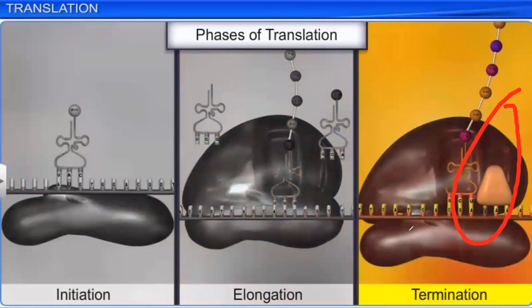We are going to see again in animation the three phases of translation. Initiation: for initiation, we know there is one transfer RNA, tRNA, which initiates this process. That will be there, and then from there the process starts.